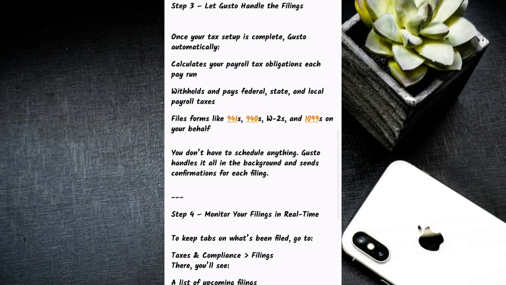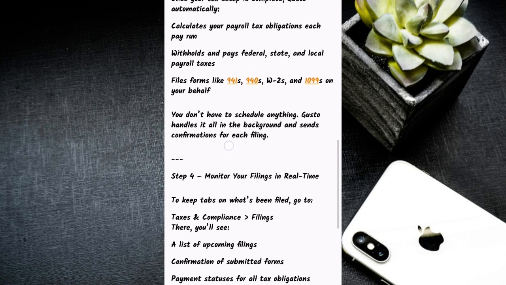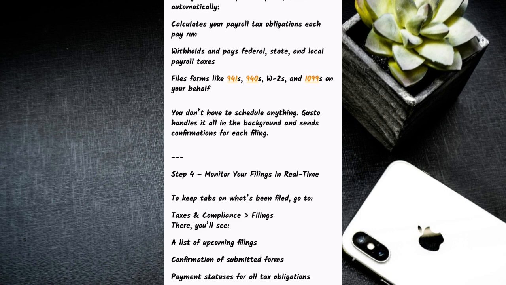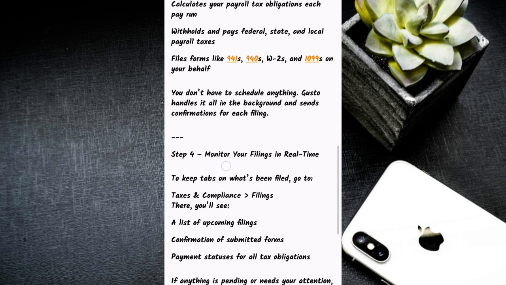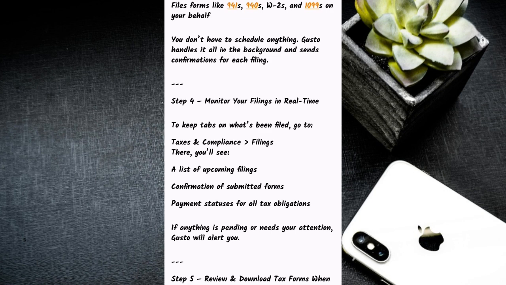Step 4, monitor your filings in real time. To keep tabs on what's been filed, all you gotta do is go to taxes and compliance and then filings. There you're gonna see a list of upcoming filings as well as confirmations of submitted forms and payment statuses for all tax obligations. Now if anything is pending or needs your attention, Gusto is gonna alert you about that.